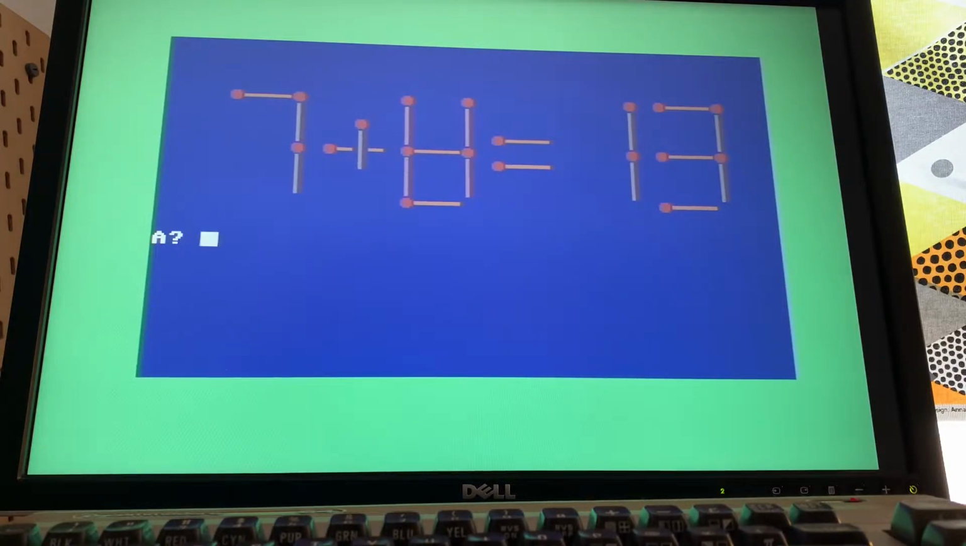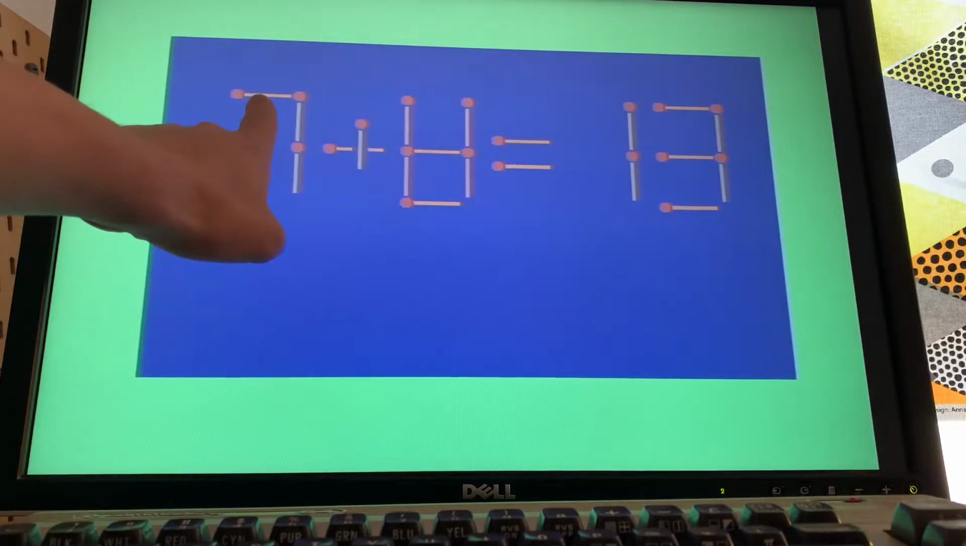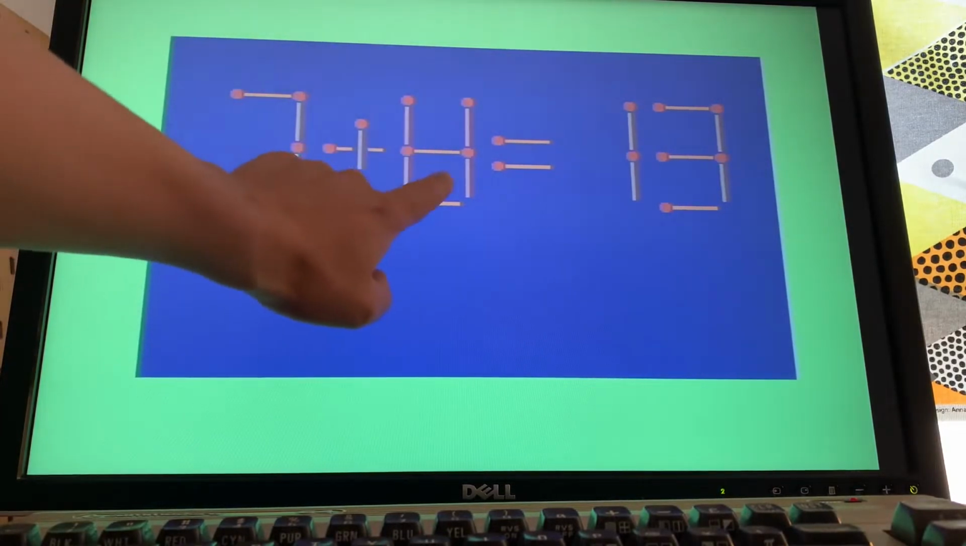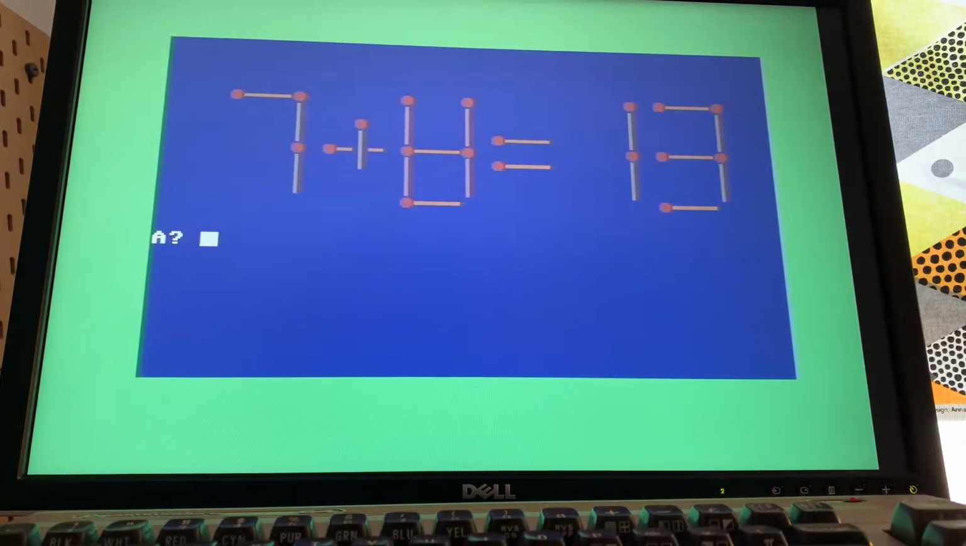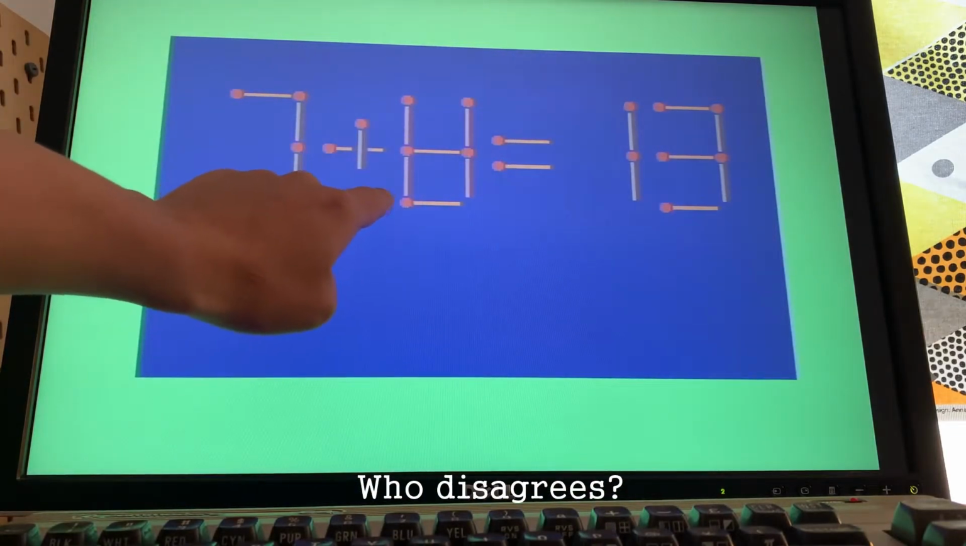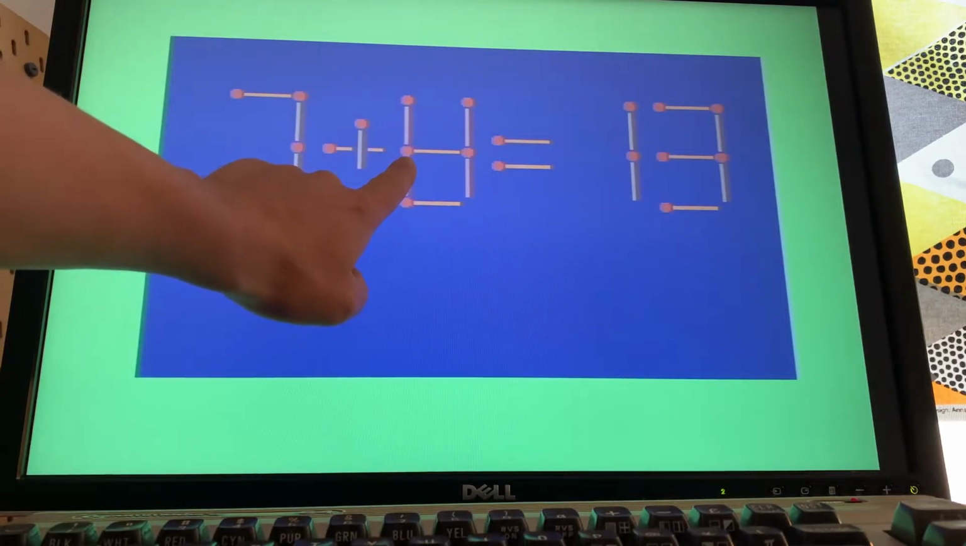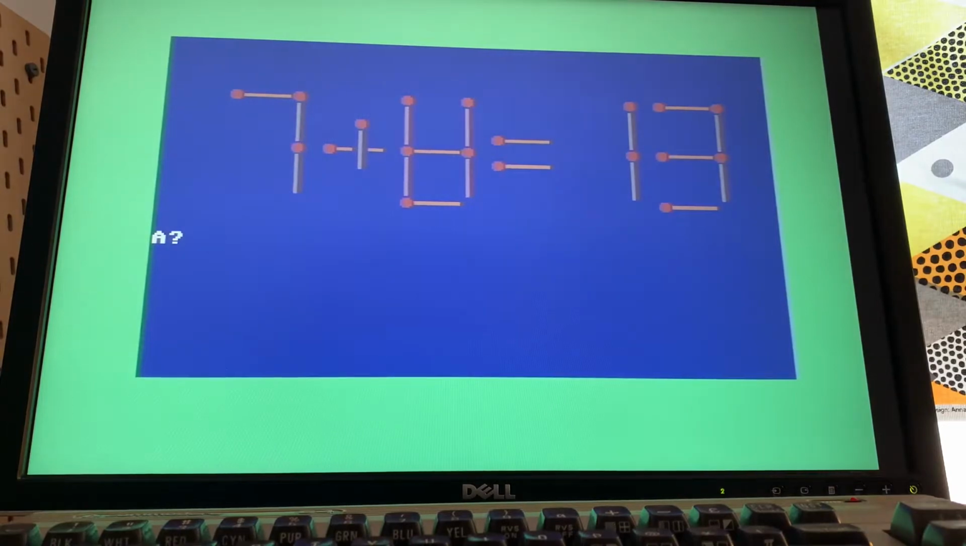So 7 plus something which doesn't exist, this is not a number, is equal to 13. So what we can do, if you would move this stick here, then it would be 1 plus 8, which is 9, which of course is incorrect. But what we can do, I guess, is just, I think that 7 plus 5 is 13. So if we would need to move this much, no, actually, this is not the case.